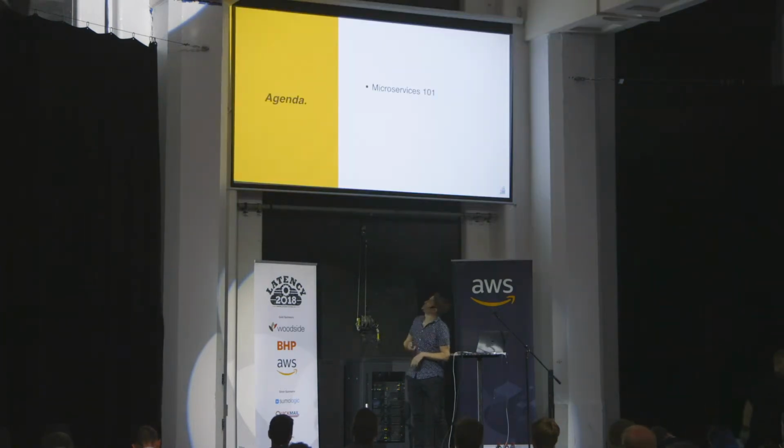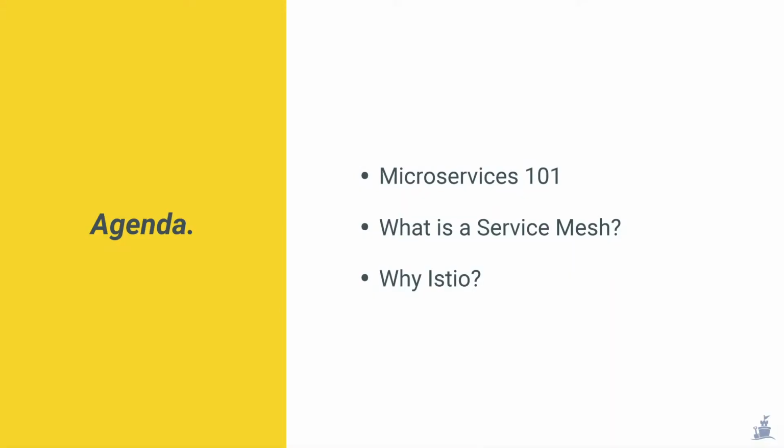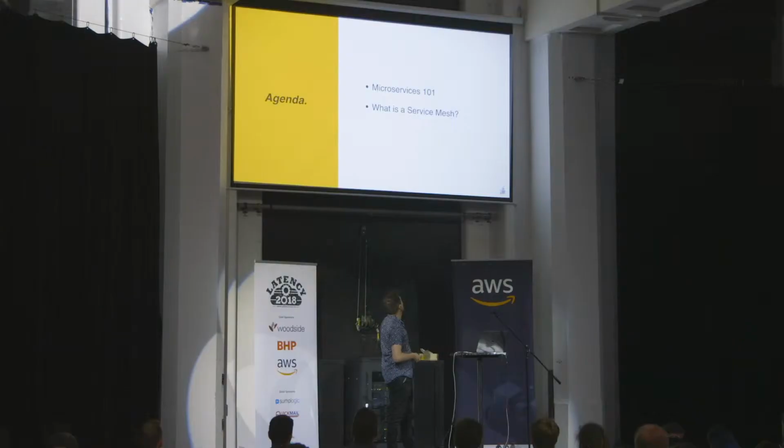So what are we talking about? We'll just quickly touch on microservices, just a quick refresher. We'll keep that nice and short. What they are, how we got there. We'll talk about service meshes in general, what is a service mesh, and then more specifically we'll talk about Istio.